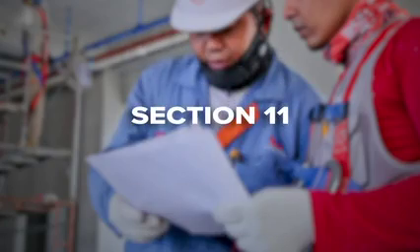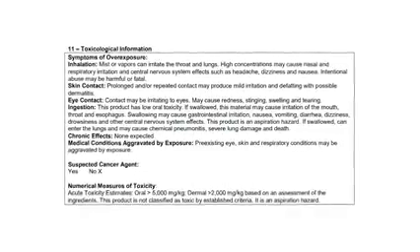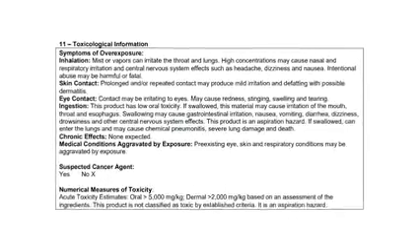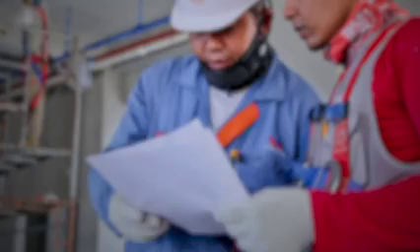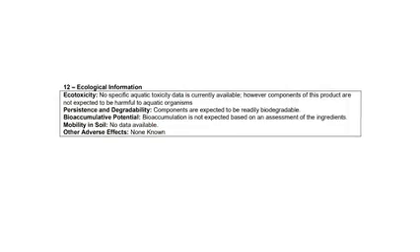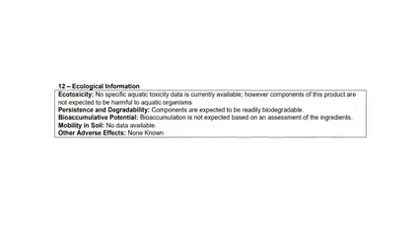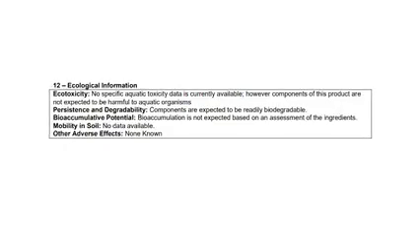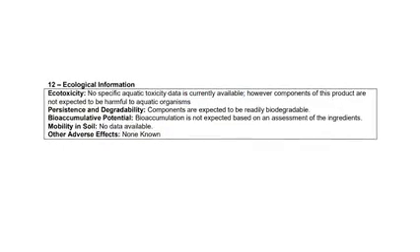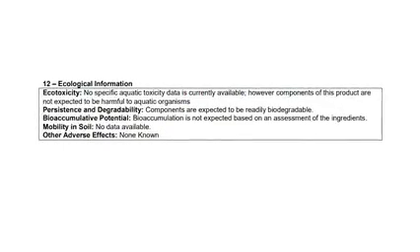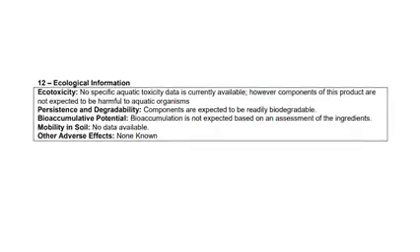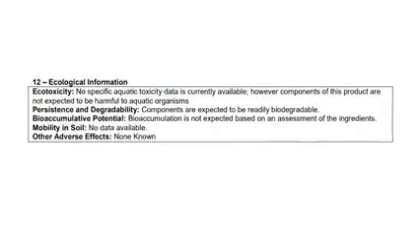Section 11. This section provides a complete description of health effects and data used to identify the health hazards for a chemical product. Section 12. This section includes information regarding the environmental impacts of the chemical product if it were released to the environment. This information may include specifics regarding biodegradation, toxicity to fish, mobility in soil, and other adverse effects.